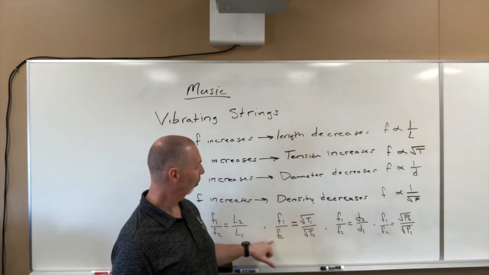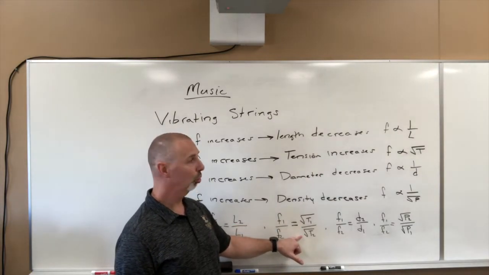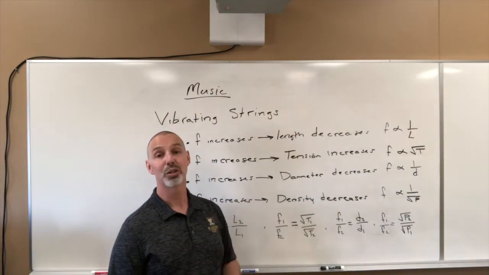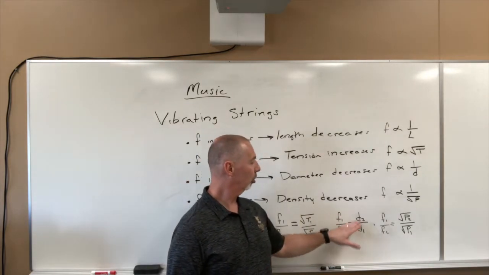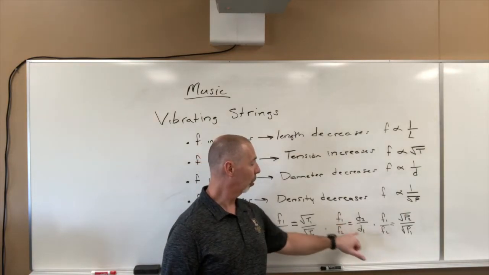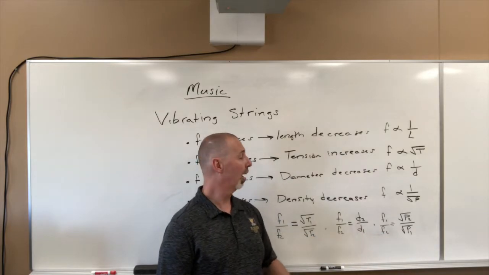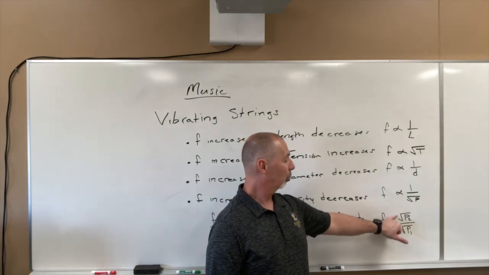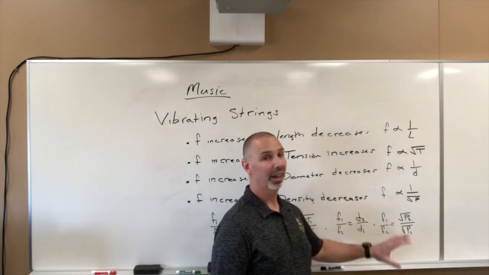Okay, so frequency 1 over frequency 2, square root of the tension 1 over the square root of the tension 2. Now notice that it's frequency 1, tension 1, both in the numerator, because it's a direct proportion. Okay? Frequency 1 over frequency 2 is diameter 2 over diameter 1. Okay, again, inverse relationship, so the 1's, frequency 1, density 1, 1's in the numerator, 1's in the denominator. And same thing with density, frequency 1 over 2 equals square root of the density 2 over the square root of the density 1. Okay, inverse relationship.